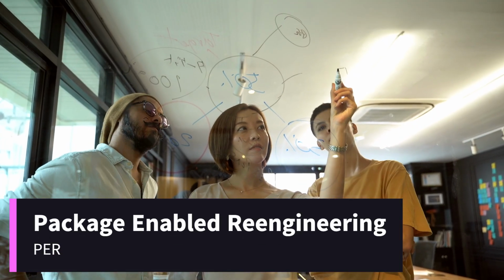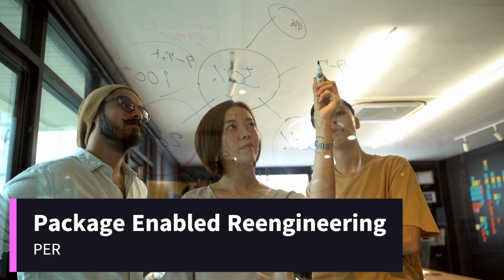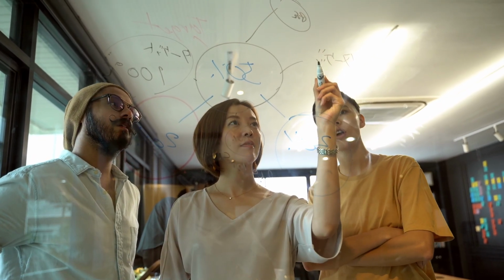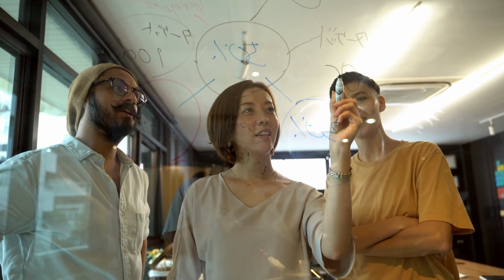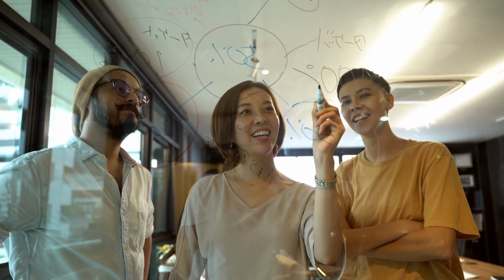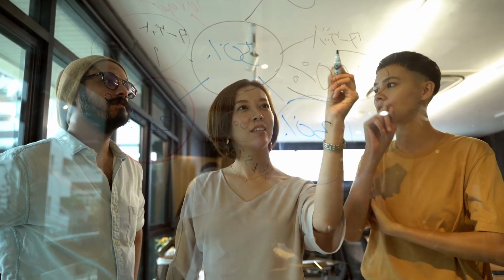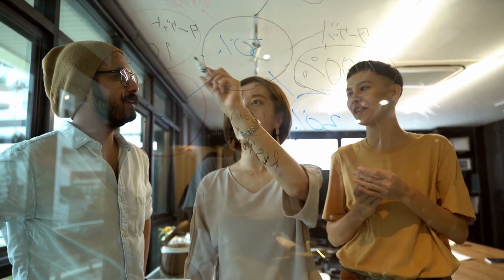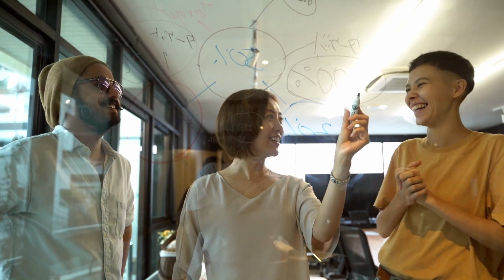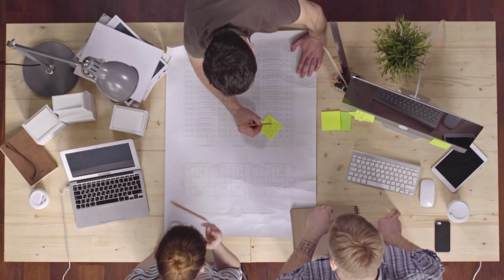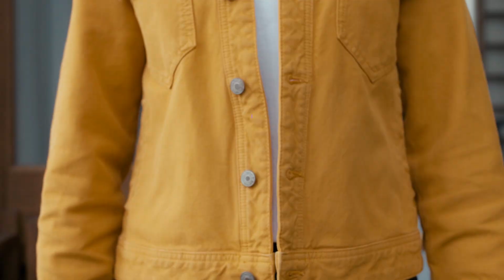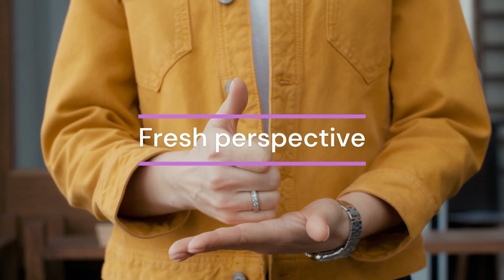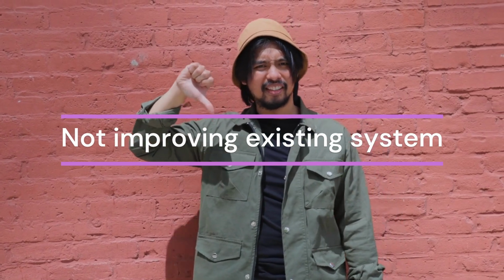And let's go now to package-enabled reengineering, PER. This method aims to help organizations redesign products or processes with fresh eyes, so it focuses on facilitating business transformations quickly and strategically, whether it's a redesign of processes or realignment of people. So you're using this methodology if you need a fresh perspective on your products and processes, and you're not using it if you're not trying to improve any existing system.